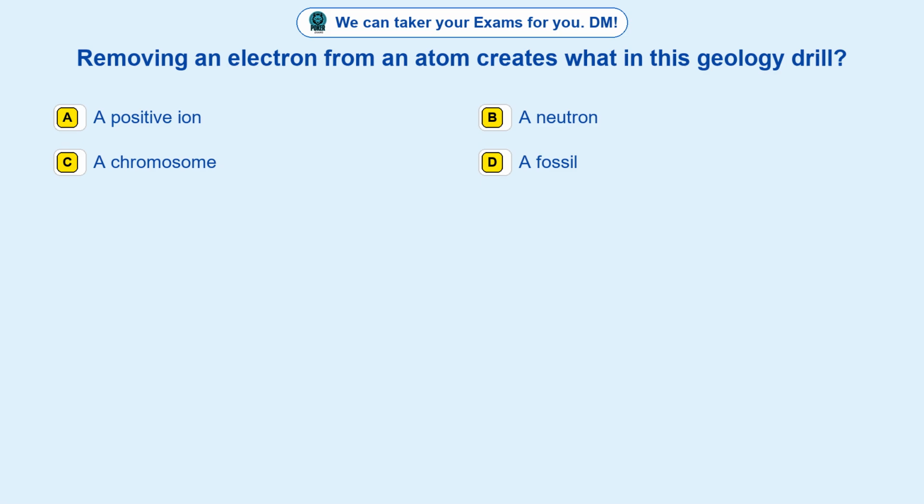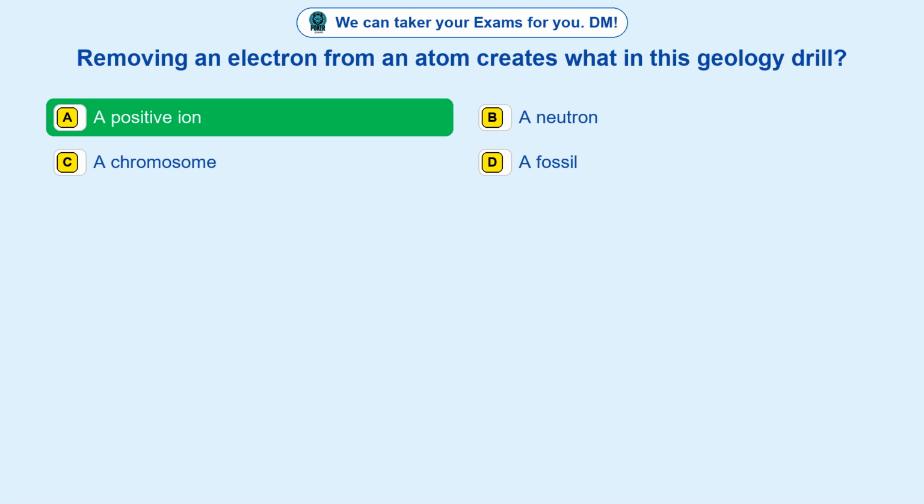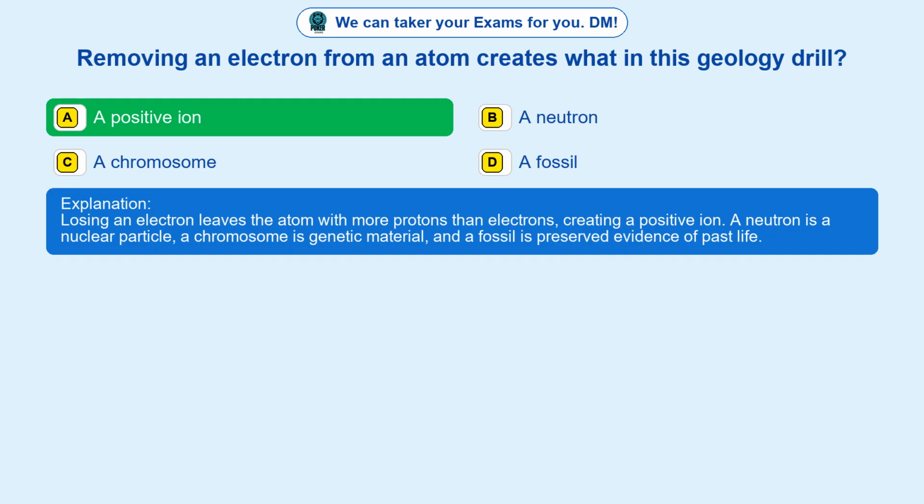Question 49. Removing an electron from an atom creates what in this geology drill? Option A, a positive ion. Option B, a neutron. Option C, a chromosome. Option D, a fossil. The correct answer is option A, a positive ion. Losing an electron leaves the atom with more protons than electrons, creating a positive ion. A neutron is a nuclear particle, a chromosome is genetic material, and a fossil is preserved evidence of past life.